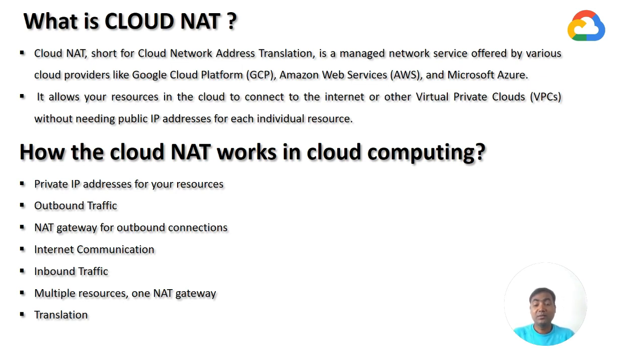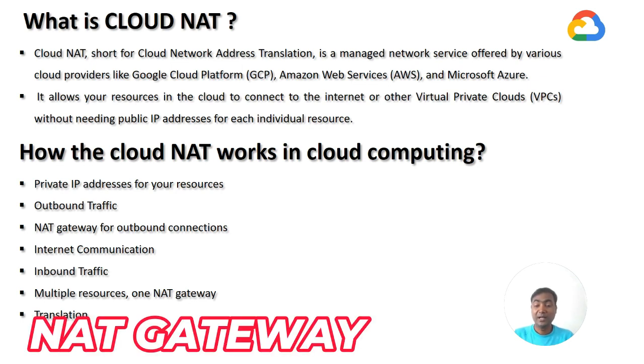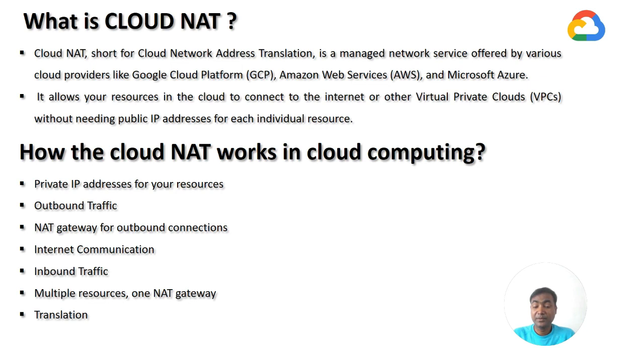Guys, Cloud NAT creates a dedicated NAT gateway that acts as a traffic intermediary. When a resource with a private IP address wants to initiate an outbound connection, the NAT gateway translates its private IP address to a public IP address from its own pool. This allows the traffic to reach its destination on the internet or another VPC.